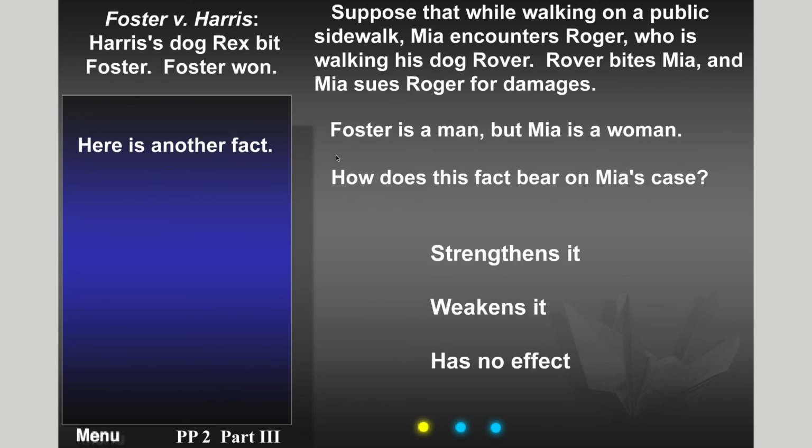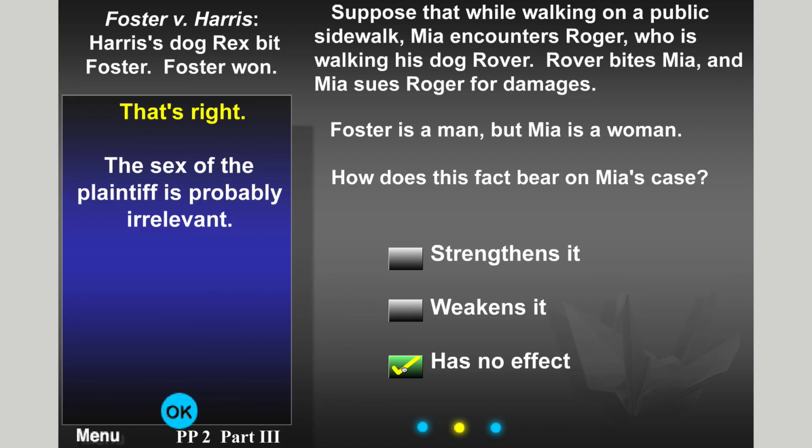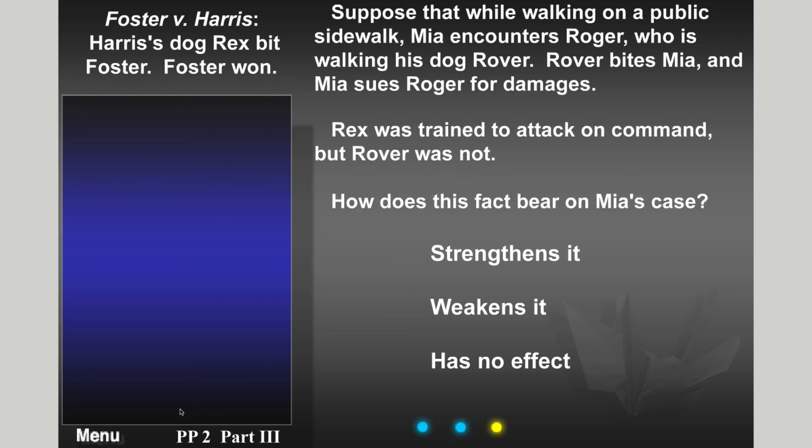Let's go through another fact. Foster is a man, but Mia is a woman. Well, leaving aside that there are still inequalities between men and women in our society, this should have no effect on the case. Okay, the sex of the plaintiff is probably irrelevant. Hopefully irrelevant. Hopefully the judge in the case is not biased against women or against men for that matter.